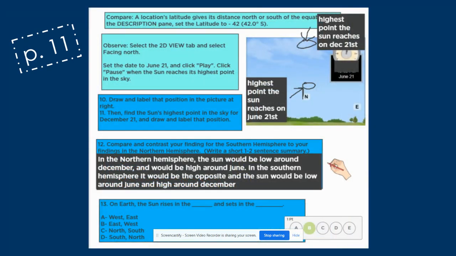If I were to continue on page 11, it would be the same thing. We'd change the view of it. You want to make sure that you're looking at the 2D view tab again. This is when we're changing the latitude to -42. If you were to compare and contrast, you would basically say that in the northern hemisphere, the sun would be lower in December and it would be higher in June. In the southern hemisphere it would be the opposite, flipped. So the sun would be lower around June and higher in December because of that tilt. On Earth, the sun rises in the east and sets in the west.